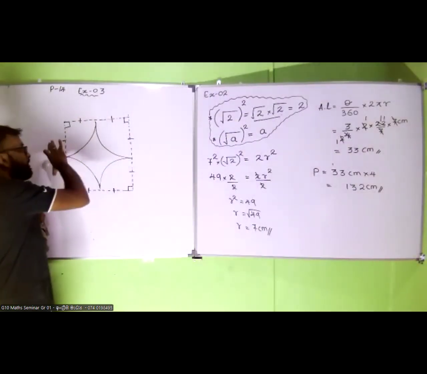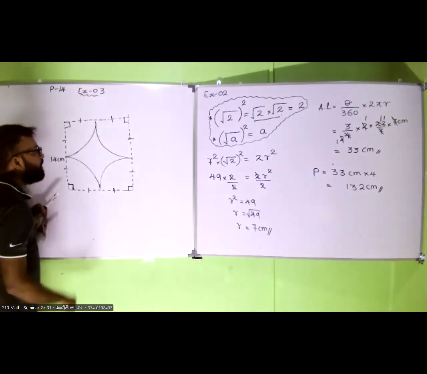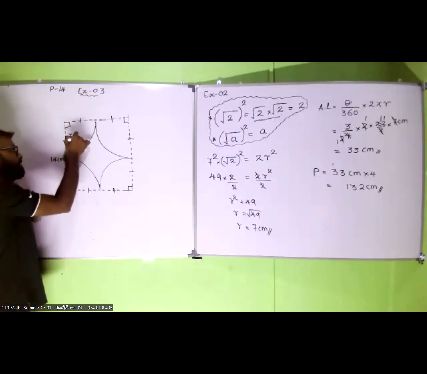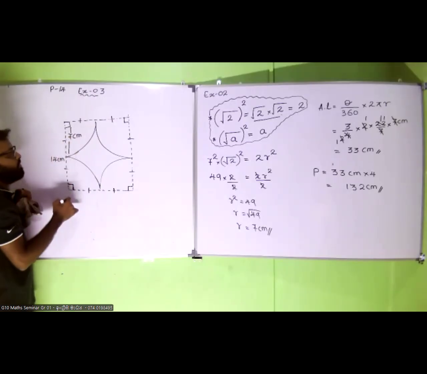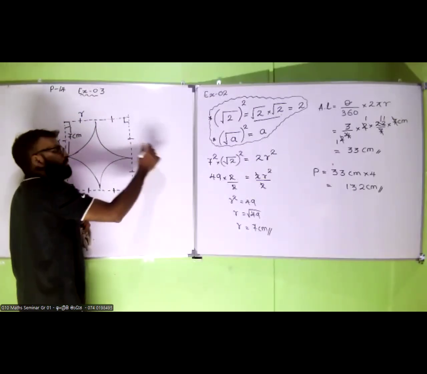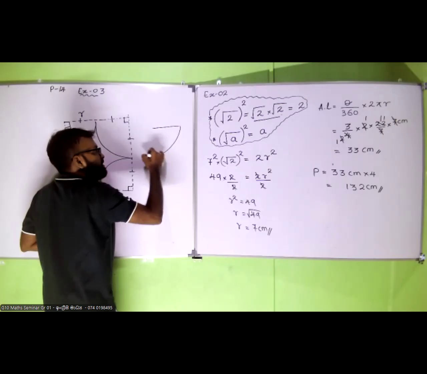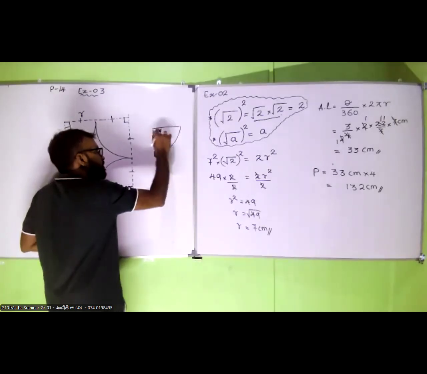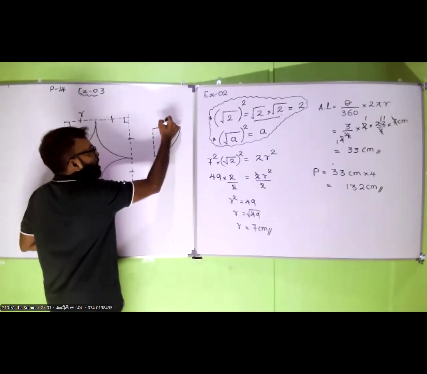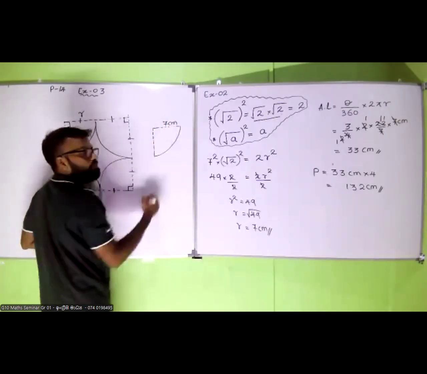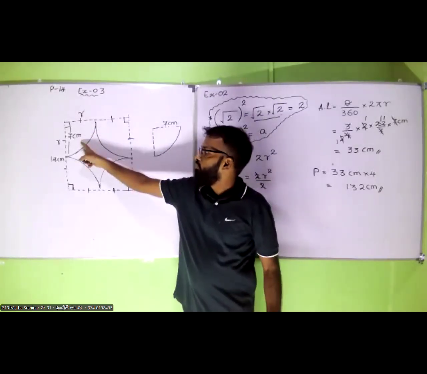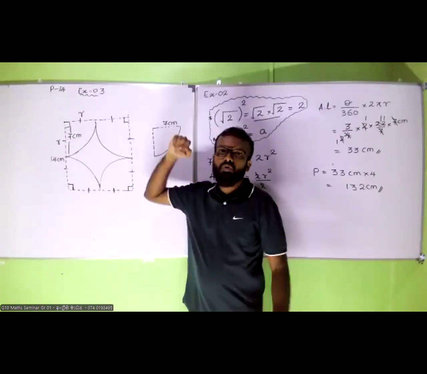So if this is 14, this is 14, this is 14, this is 14. 14 divided by 2, that means this length is 7 centimeters. 7 centimeters means this is our radius. If this is r, this is r. And this is a quarter of a circle, right? This is 7 centimeters. How many parts of circles are inside this figure? 4. Yes, super: 1, 2, 3, 4.